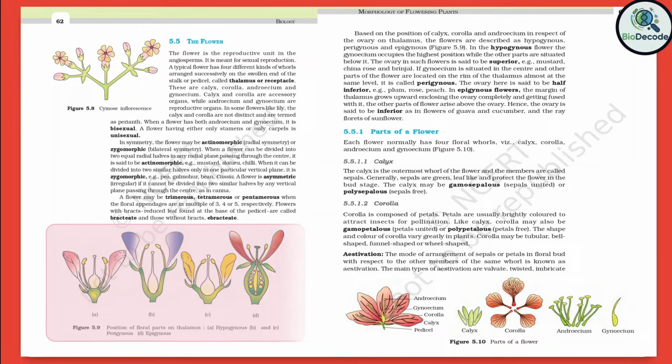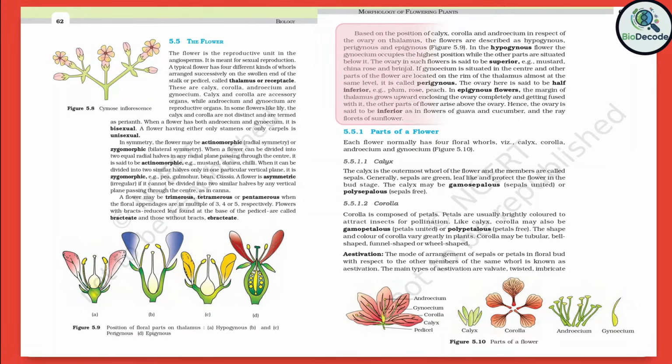Figure 5.9. Position of floral parts on thalamus. This figure shows the relative positions of floral whorls on the thalamus, receptacle. The hypogynous ovary is superior, and all other floral parts arise below it. B and C, perigynous: ovary is partially enclosed by a cup-like structure called hypanthium. Other parts appear at the rim. D, epigynous: ovary is inferior, with all other parts arising above it. The figure emphasizes the structural variation of flowers and their evolutionary significance in reproduction.